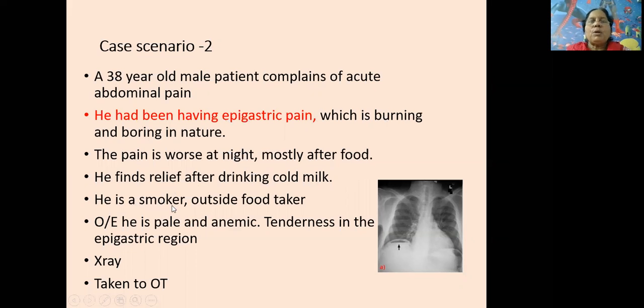He is a smoker and outside food taker. On examination, he is pale, anemic, with tenderness in the epigastric region. Now, all these are his past history, and now he is having acute abdominal pain. So they have taken an X-ray. What do they find? Air under the diaphragm. What is that? It denotes a perforation. So he is taken to the theater.